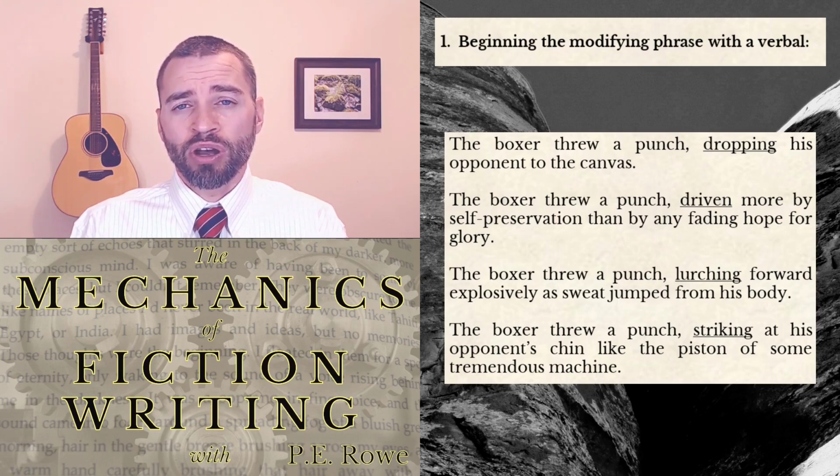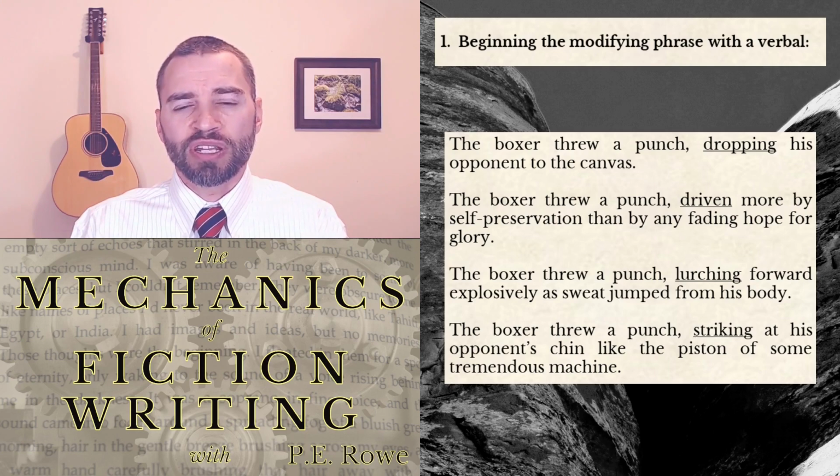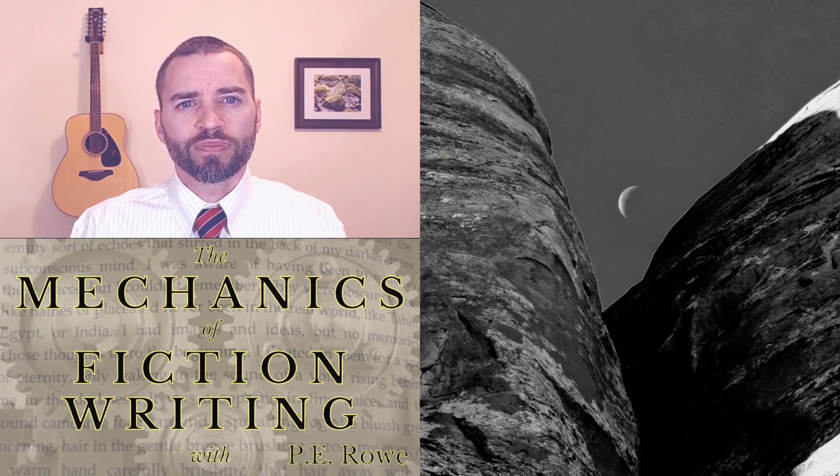The boxer threw a punch, driven more by self-preservation than by any fading hope for glory. The boxer threw a punch, lurching forward explosively as sweat jumped from his body. The boxer threw a punch, striking at his opponent's chin like the piston of some tremendous machine. Note how the verbal can lead to adding very different clarifying information that adds detail to the sentence, from simple actions to colorful descriptions to metaphors.